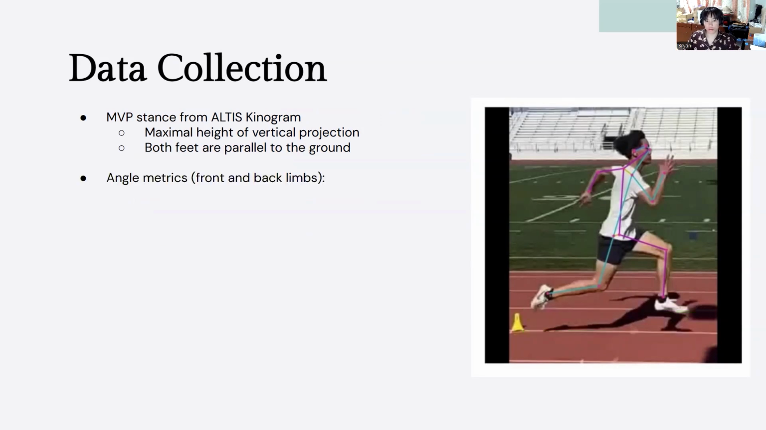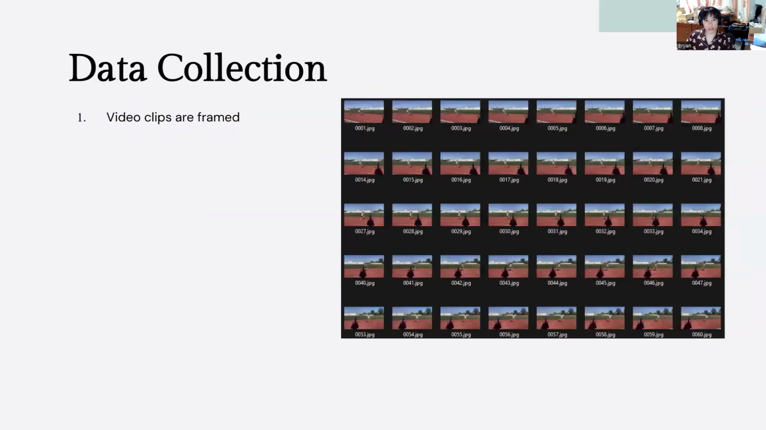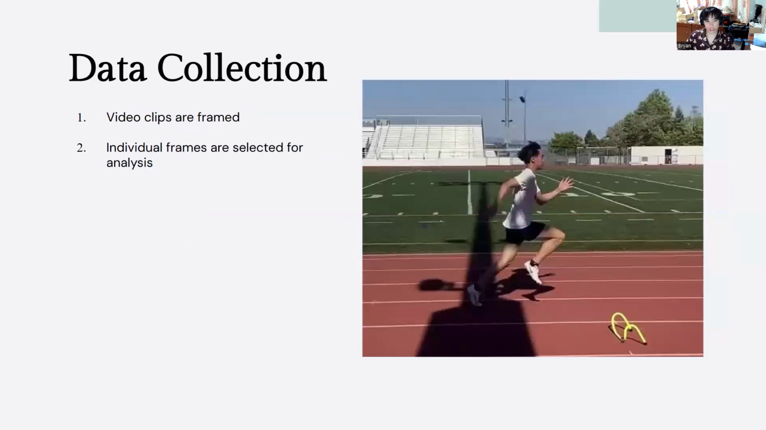For the angle metrics, we decided the important angles to be measured were the knees, hips, shoulders, and elbows, front and back, for all angles. The angles are color-coded and circled in the picture to the right. To collect these videos, we first spliced video footage into individual frames, and then we selected individual frames for analysis. This picture right here is an example.